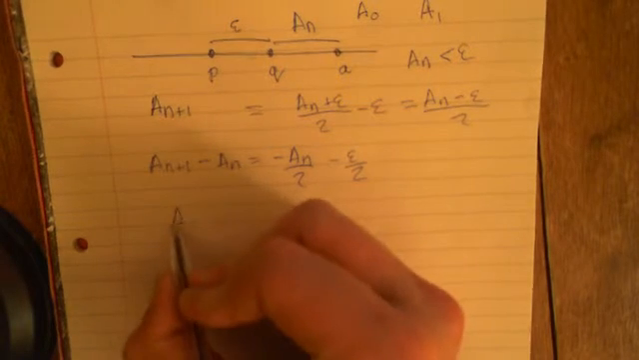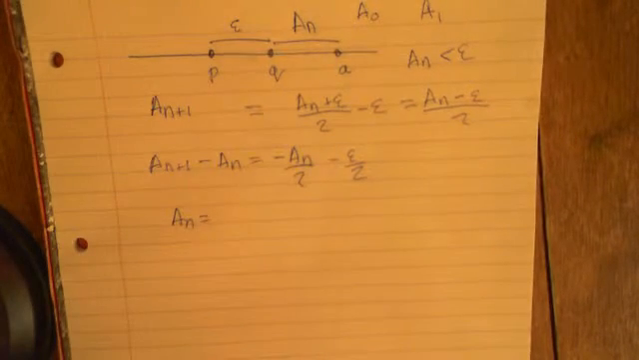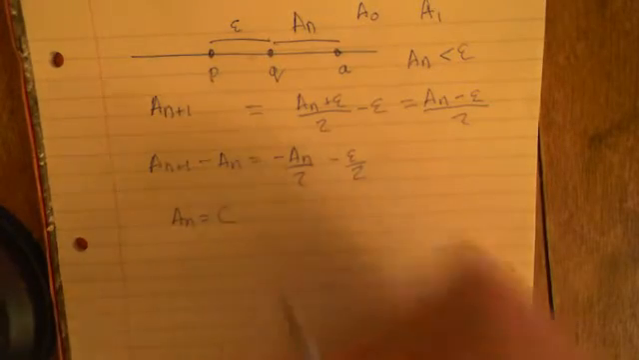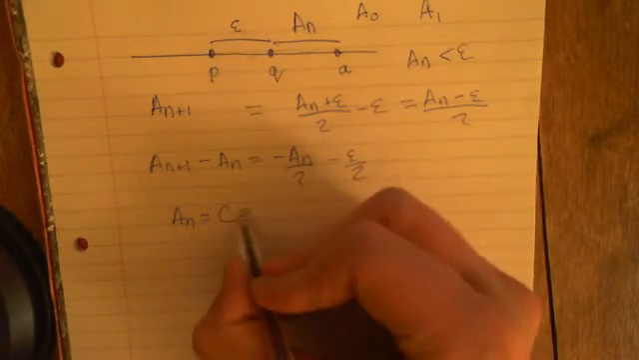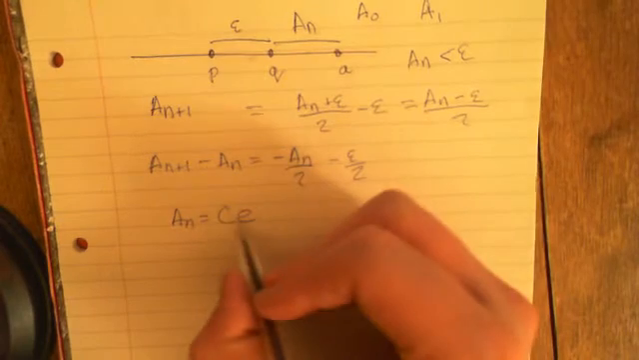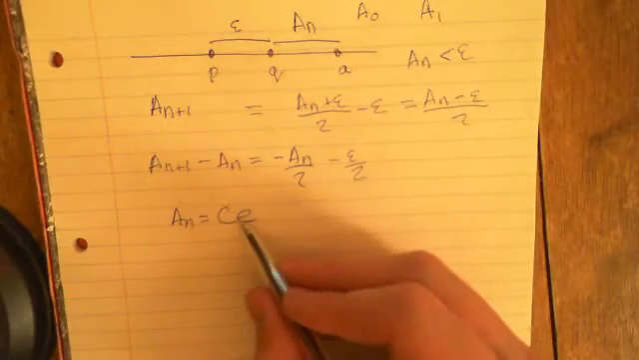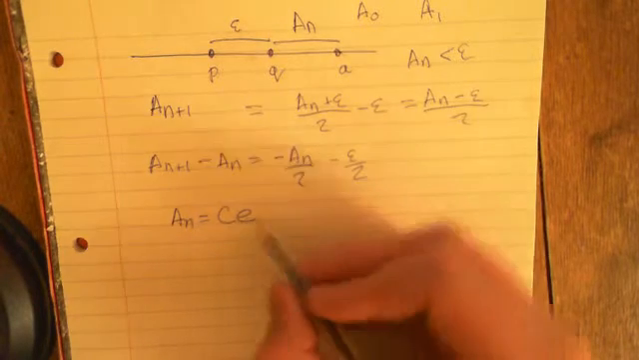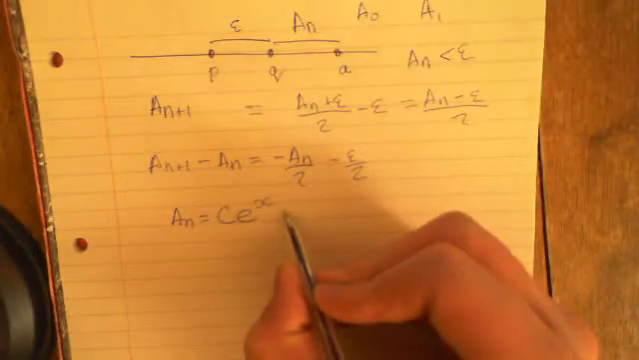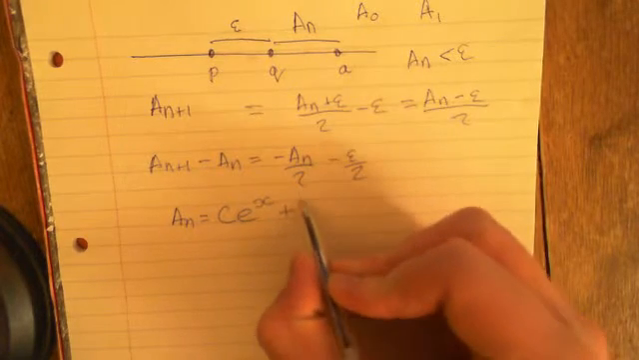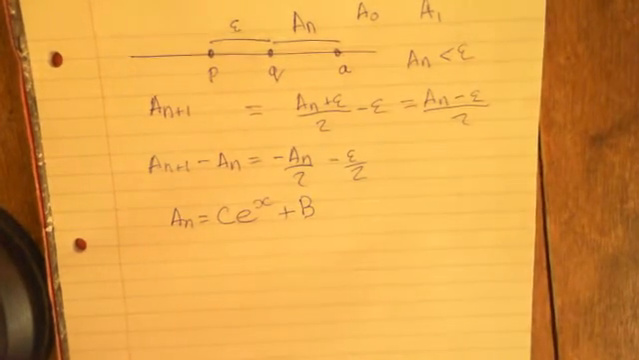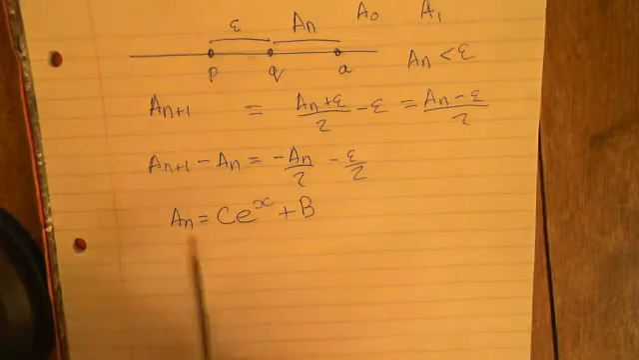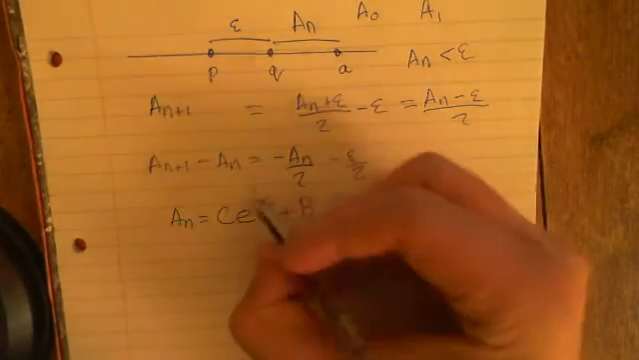So we're going to get that a_n is some constant times an exponential. This isn't necessarily e, this isn't necessarily 2.71. It's just going to represent some exponential, some base that we haven't yet worked out, to the power of n, plus some constant b.